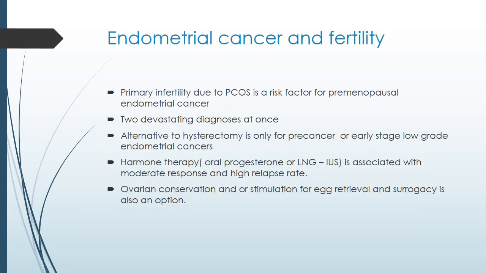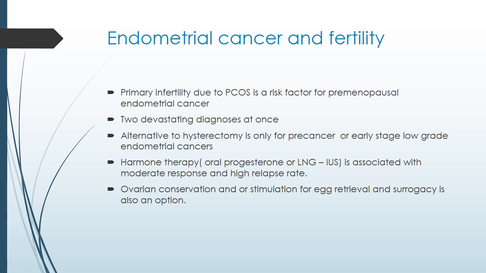There is no effective screen. Now, endometrial cancer and fertility. So 25% of the ladies who develop endometrial carcinoma in their reproductive age group usually have an underlying history of infertility. Primary infertility due to polycystic ovarian syndrome is a risk factor for premenopausal endometrial cancer. So there are two devastating diagnoses at one time. One is infertility and the other one endometrial carcinoma.